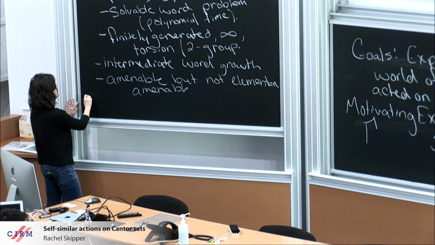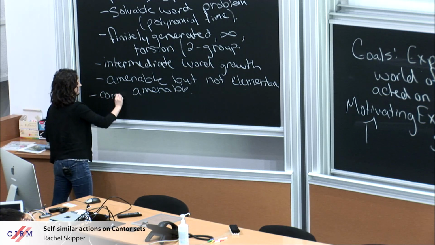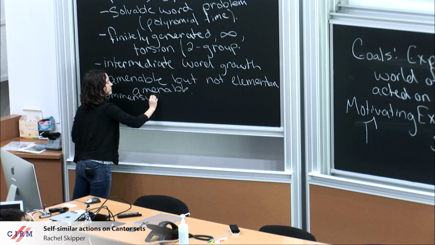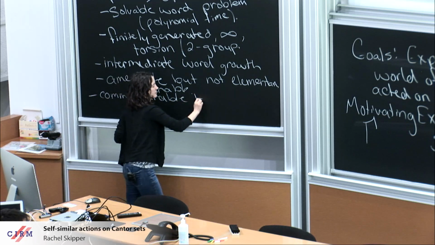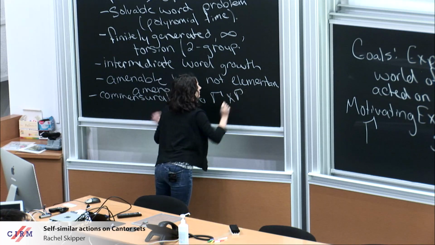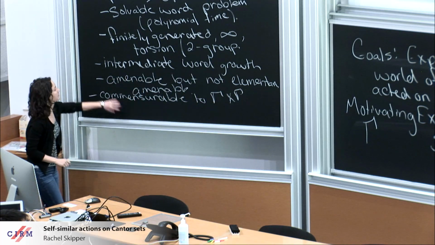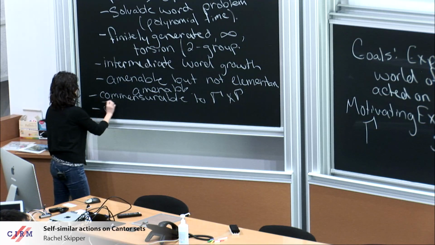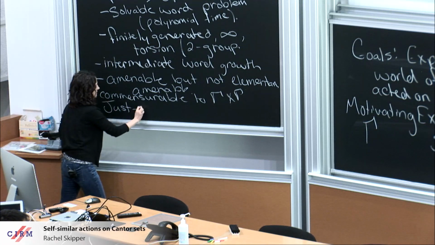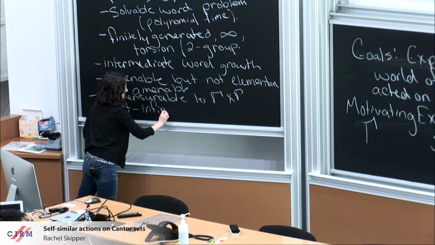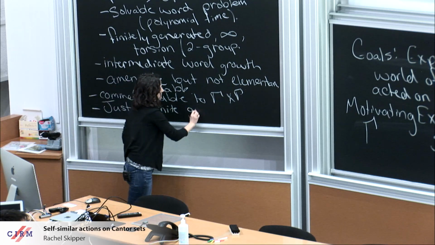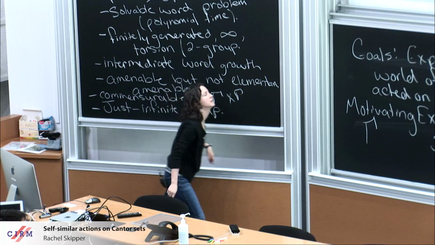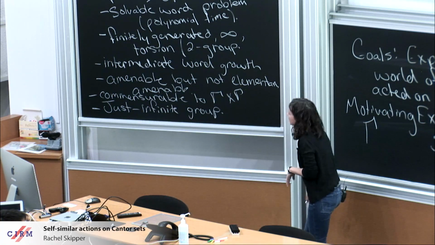So it's also commensurable to its own direct product, which is somewhat remarkable given that it's finitely generated. And the last property that we're going to talk about throughout this course is that it gives an example of a just infinite group. And in fact, its structure ends up being important in the classification of just infinite groups.